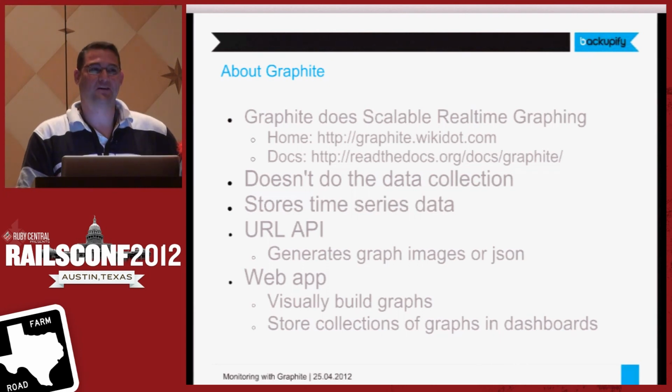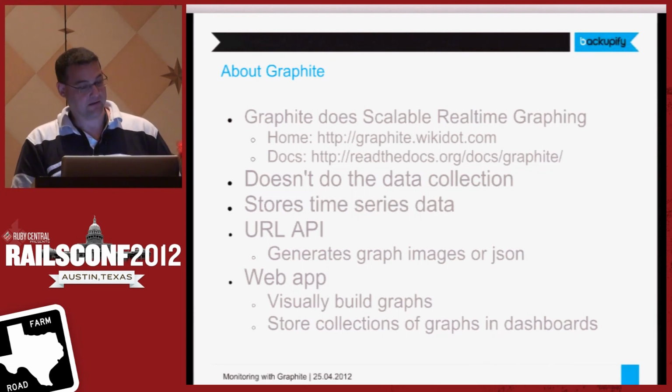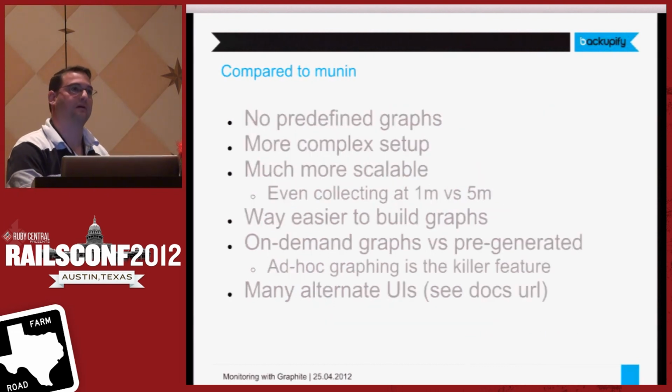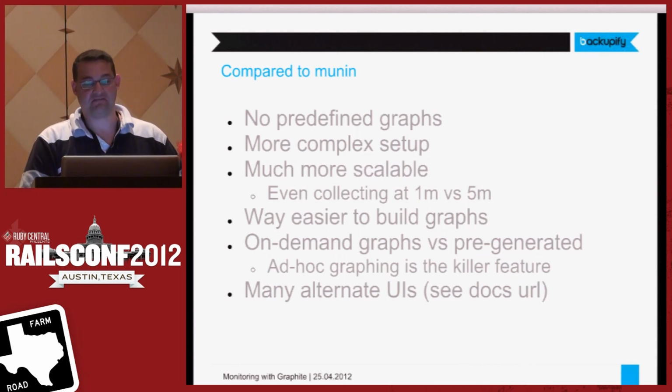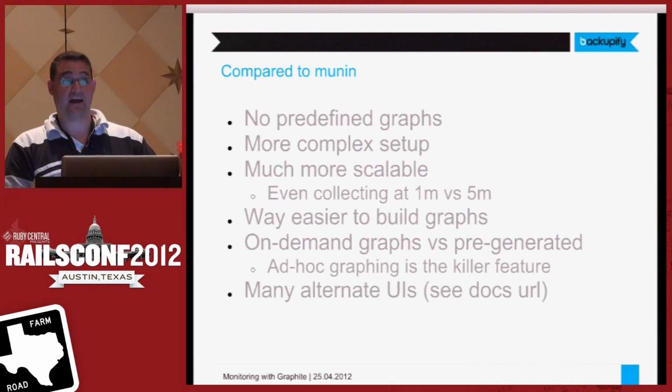Whole slew of other apps that also give you alternate views of that data. Coming from Munin, Munin started falling over pretty hard for us at about 10 servers. Graphite has no problems with it at all, and we collect at a much higher rate. We collect every 60 seconds. It's way easier to build the graphs, and I'll say it again, the ad hoc graphing is really killer. It's just like doing an ad hoc query in SQL.